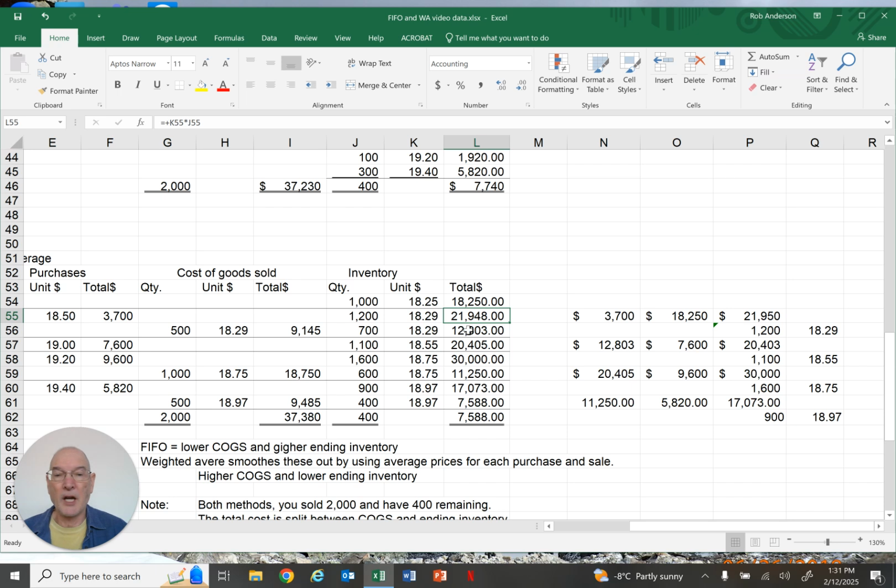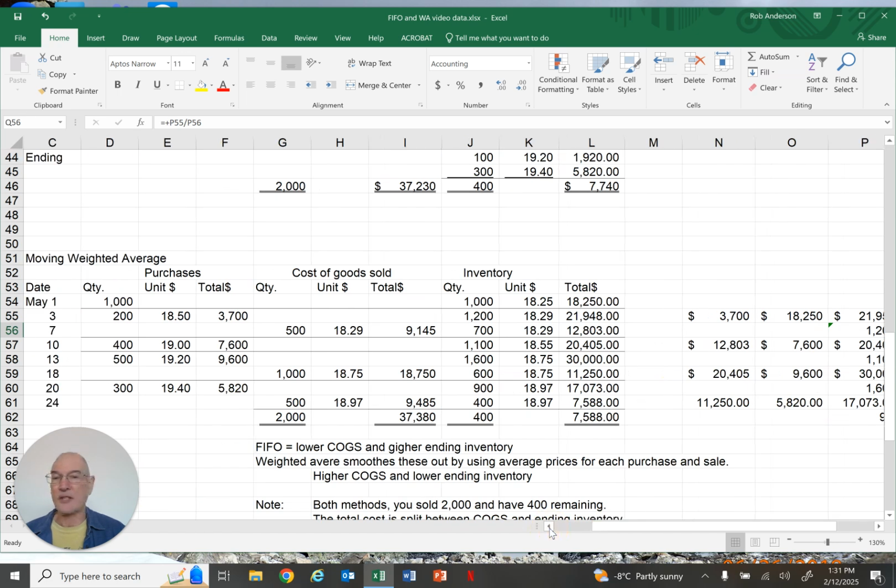Now, don't worry, you may not notice, but this says 21,948 and this is 21,950, and that's because Excel is rounding off a number in here. So a company that uses a computer might actually take this to 3 decimals, but for us, we don't have to worry about that. What we're going to do generally is just use the dollars and cents value. Okay, so let's look at the next thing that happens.